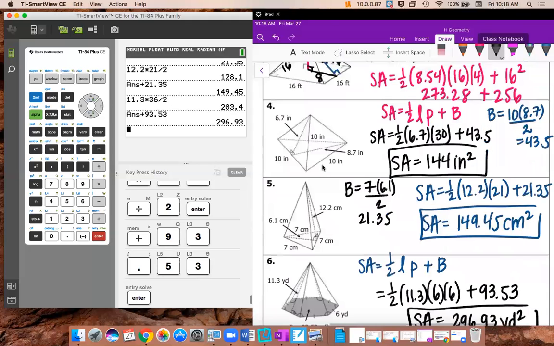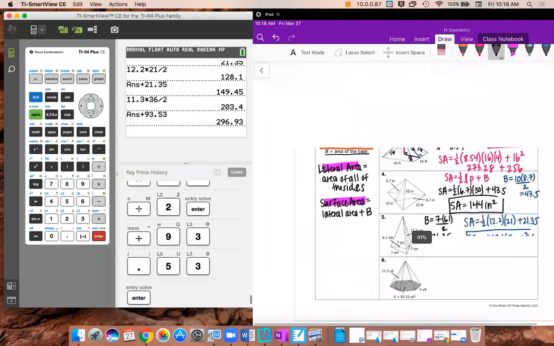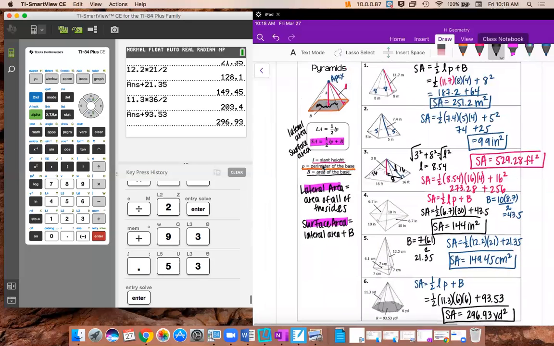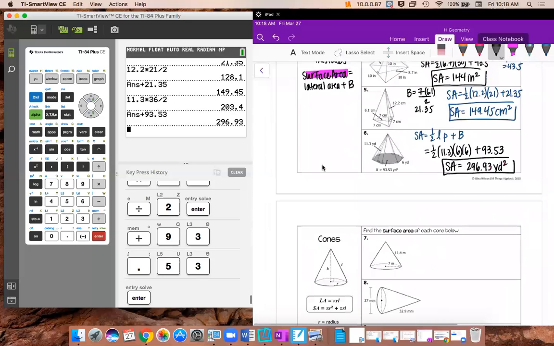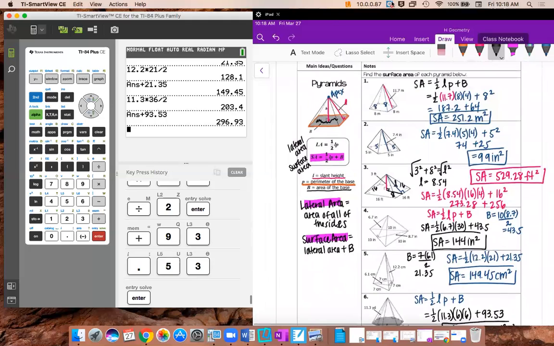Okay, so remember surface area is just the area around the outside and the base of each of these pyramids. So that's your guys' first video. You're gonna do practice problems like this, and then I'm gonna do the next video that's gonna walk you through cones and how you do surface area of cones.